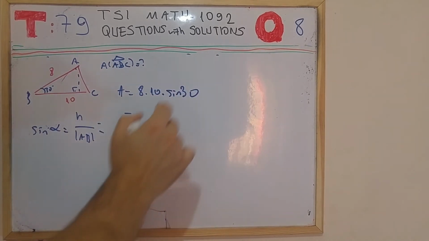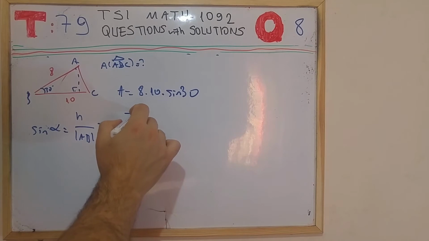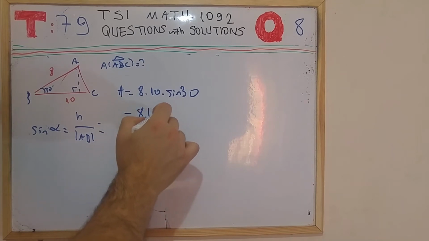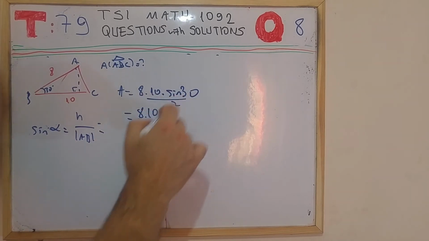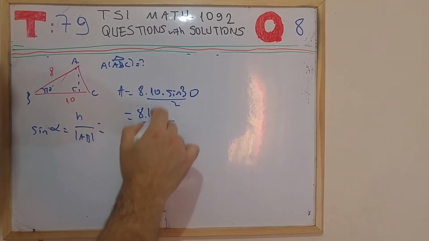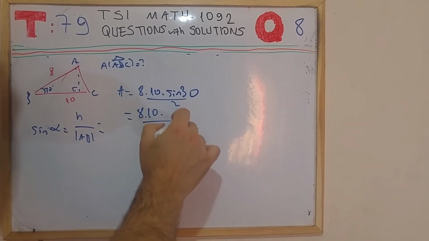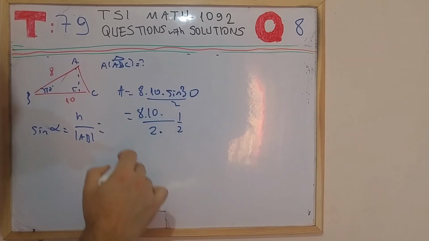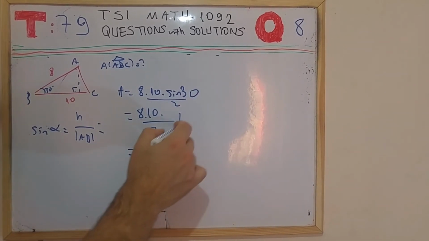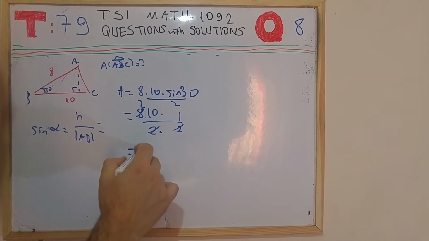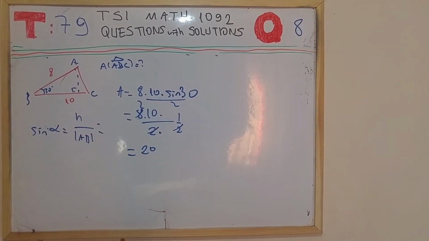Say for this time 8 times 10 times the sine of the angle between them. That would be equal to, sine 30 is 1 over 2, as you remember, 8 times 10 times 1 over 2, which when I simplify, 2 will be left, and the area is 20.